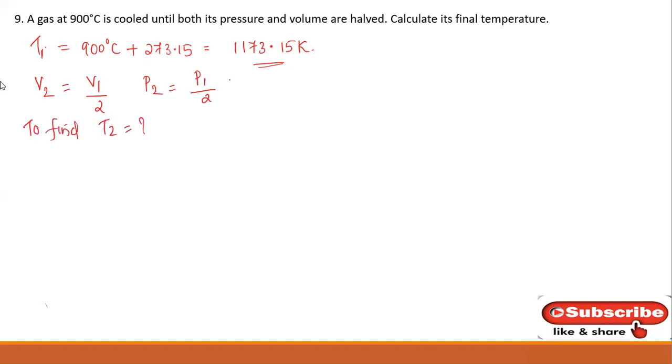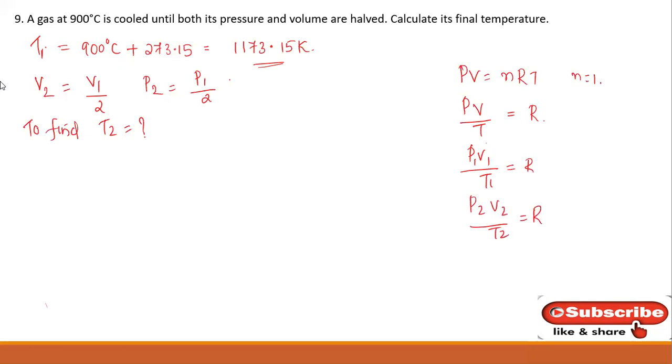To find temperature T2, we know that the ideal gas equation is PV is equal to nRT. Here we are considering n as 1. So we will get PV is equal to RT, or PV upon T is equal to R. Where R is the ideal gas constant. So from this equation, we can write P1 V1 upon T1 is equal to R. And P2 V2 upon T2 is equal to R.